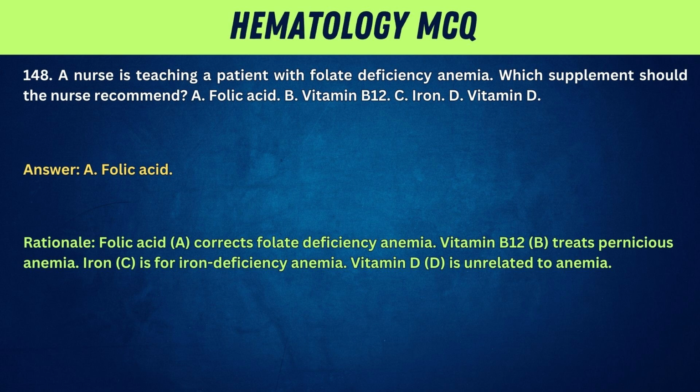148. A nurse is teaching a patient with folate deficiency anemia. Which supplement should the nurse recommend? A. Folic acid. B. Vitamin B12. C. Iron. D. Vitamin D. Answer: A. Folic acid. Rationale: Folic acid, A, corrects folate deficiency anemia. Vitamin B12, B, treats pernicious anemia. Iron, C, is for iron deficiency anemia. Vitamin D, D, is unrelated to anemia.